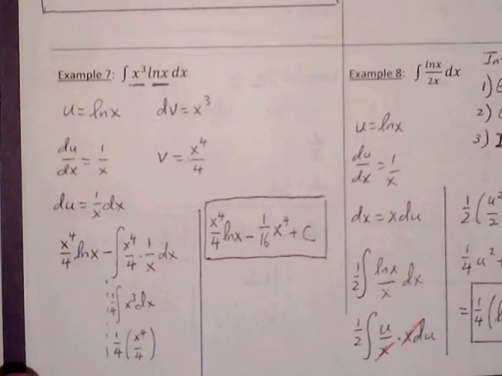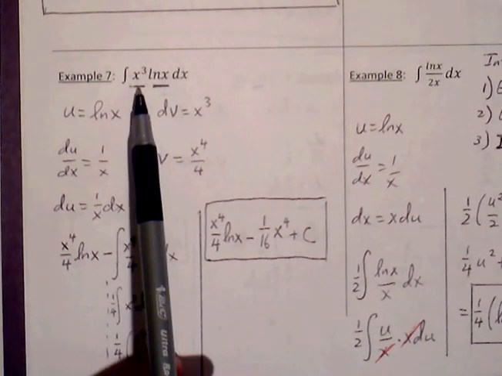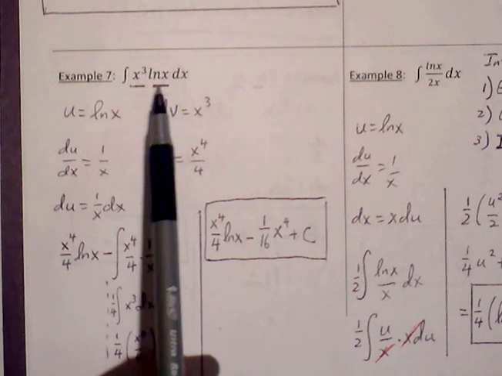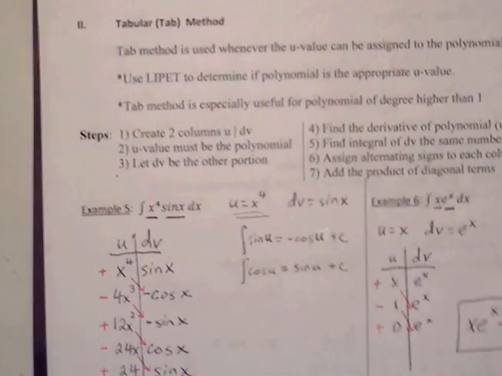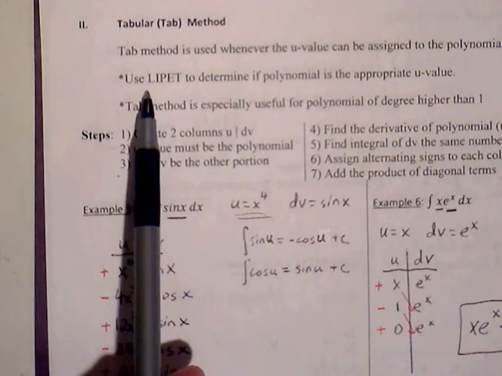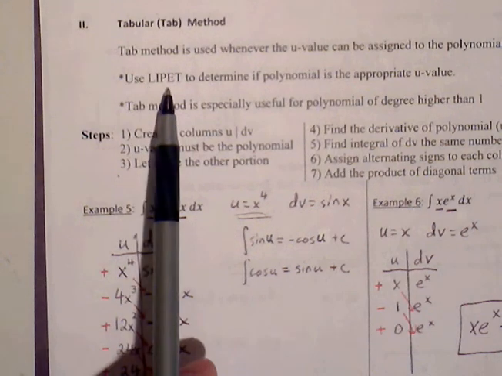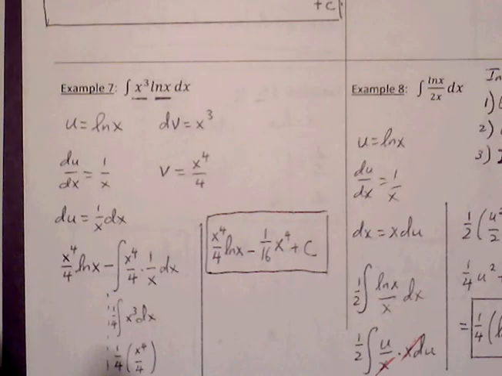Okay. Example 4, we see that we have x to the cube versus natural log of x. Now, if we go back to our acronym, which tells us the order, we see that L comes before polynomial, logs before polynomial. So that means our u value is natural log of x, and our dv is x cubed.